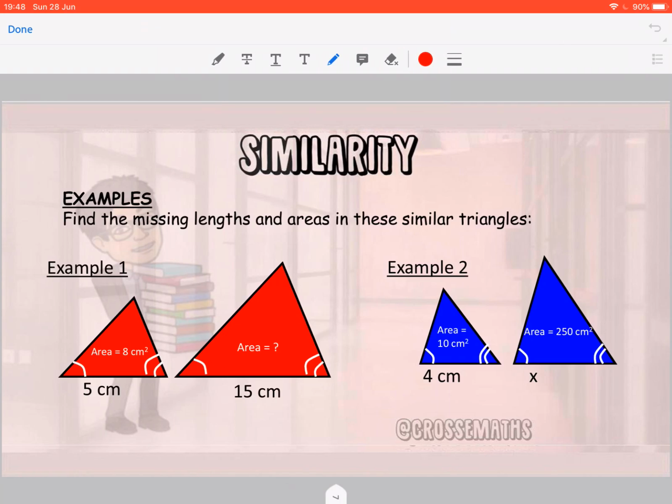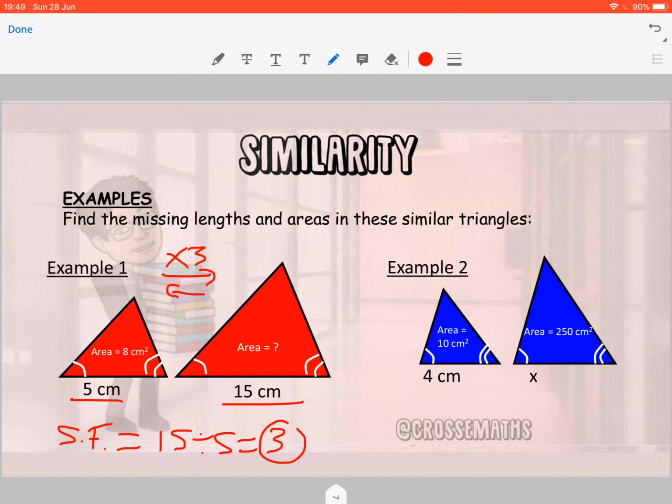Okay, so we can find our normal scale factor for these two triangles on the left. I've got 5 and 15, so my scale factor, I'm going to use SF just to abbreviate it, SF is the two sides that are corresponding divided by each other, is 15 divided by 5. Gives me 3, not 3 centimeters, sorry, just 3. So my scale factor is 3. So I know this big triangle is 3 times bigger, and this little one is 3 times smaller.